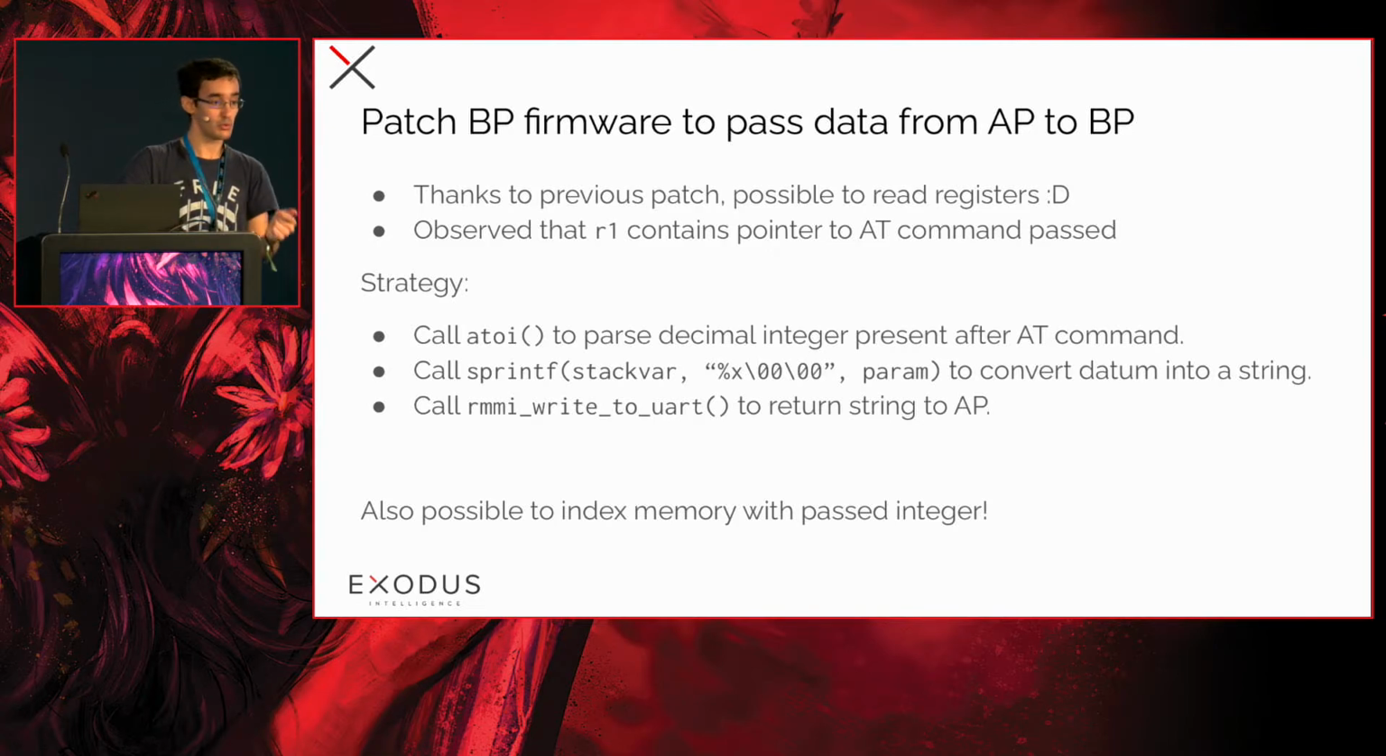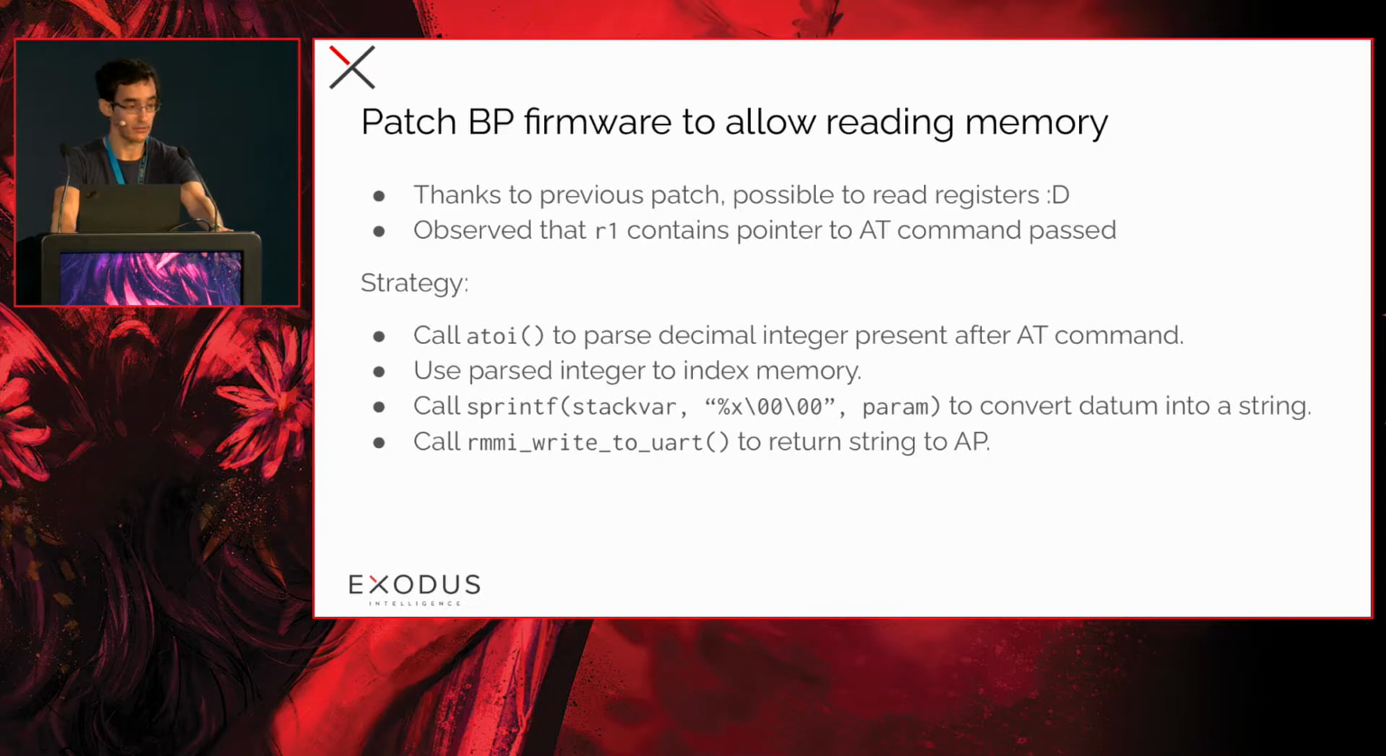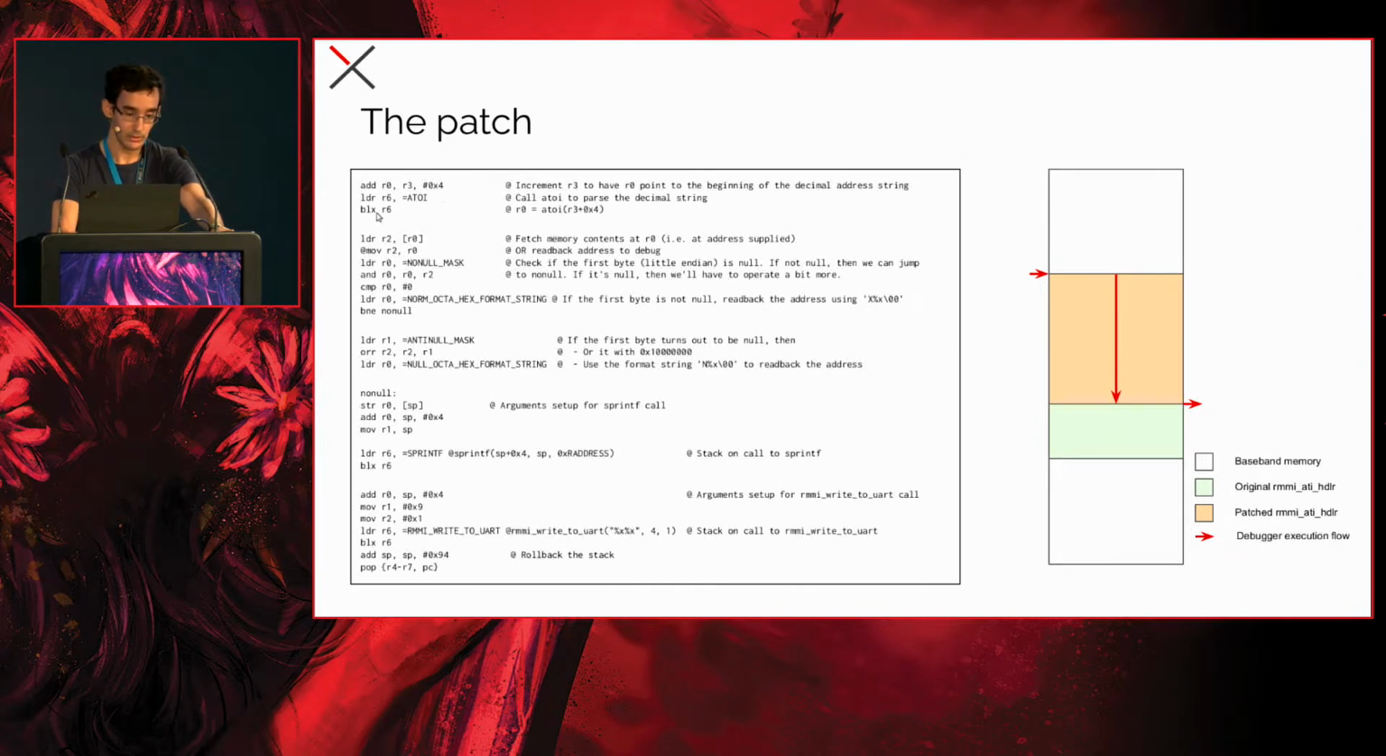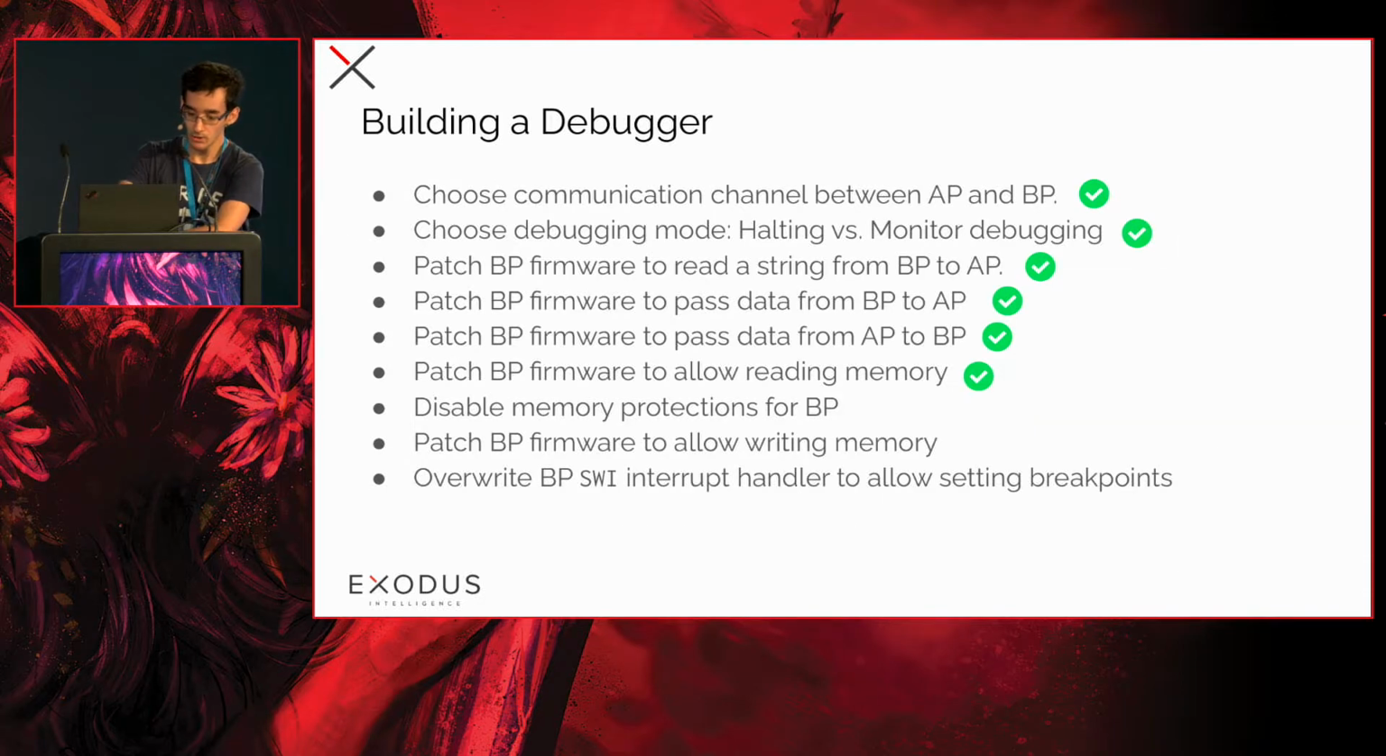However, we're just one instruction away from being able to read the whole baseband memory, as with this integer that we just managed to pass to the baseband, we can index memory. So if we use the integer parsed by atoi to index memory, we can just read whatever there is in the baseband. Here I'm fetching the AT command string, which is now going to be pointed to by R0. I am calling atoi right here. I am then applying a different format specifier, depending on whether the most significant byte is set to 00 or not. I'm going to call sprintf once again, and I send back whatever came out of sprintf to the application processor. We can now read the whole baseband memory.